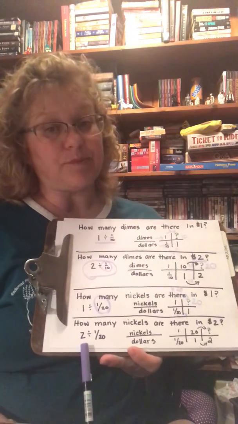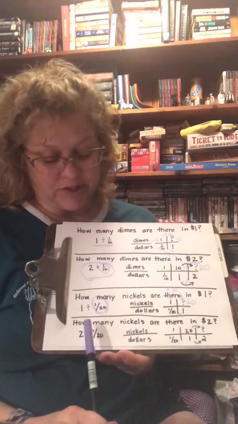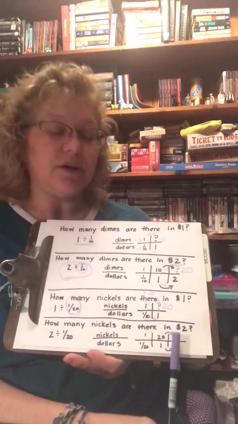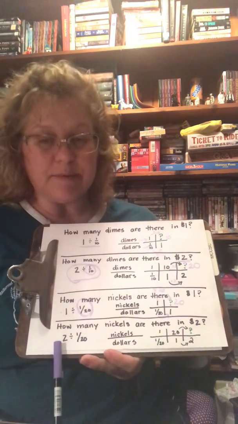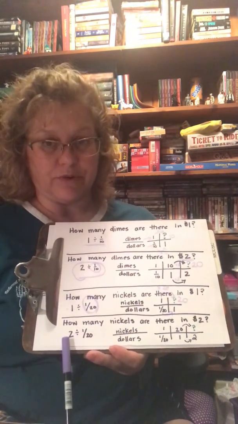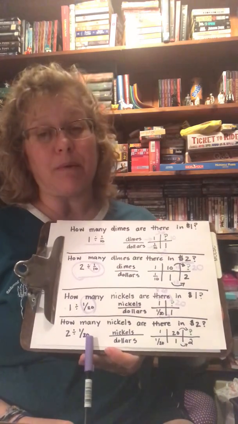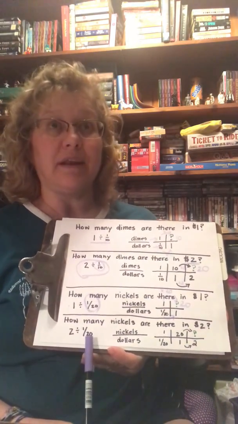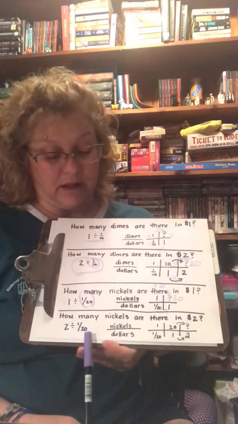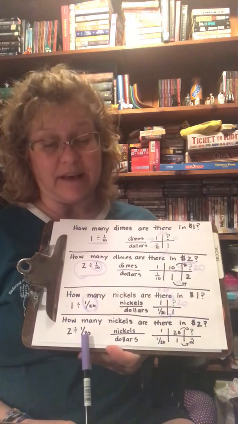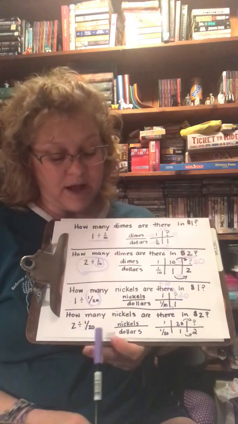All right, last problem string on this particular page says how many nickels are there in $2? Same sort of question. I take 2 for the $2 and I have to divide it by 1/20th because I remember that 1 nickel is worth 1/20th of $1, right? So how many 1/20ths are there in $2?